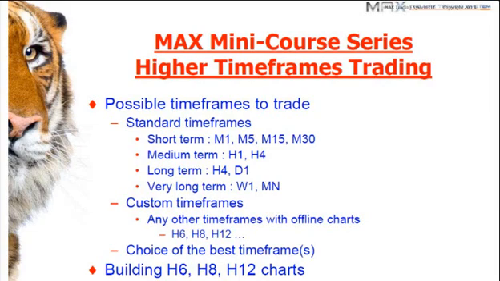So to build a custom time frame, we need to build what we call an offline chart. An offline chart can be built with several types of tools. It can be built with a script. It can be built with an indicator. It can be built with an EA. Some script may be used also as EA. It depends how the script has been developed.